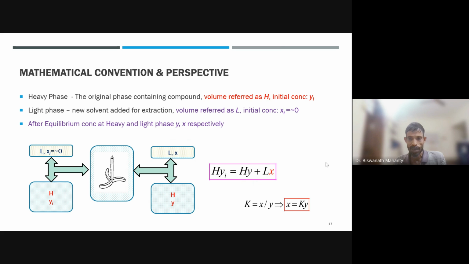And we also have a partition coefficient, that is x by y equal to K, or x equal to Ky. Now these two equations we can combine so that we can estimate the concentration in the latter phase or the amount of product recovered. All those calculations can be done based on these two principal equations. One is partitioning, another is mass balance.